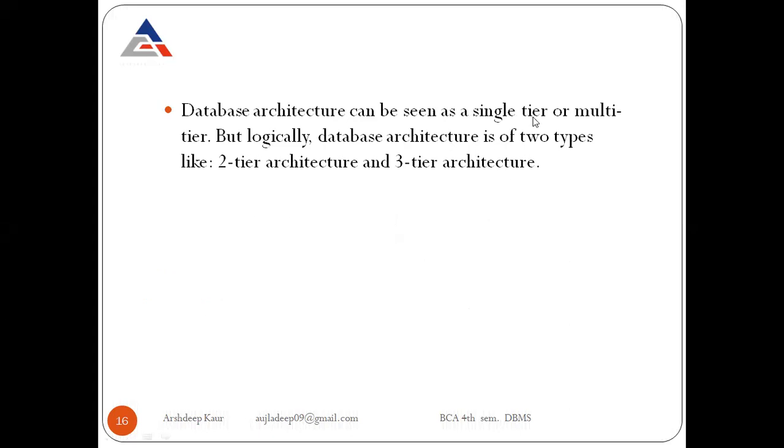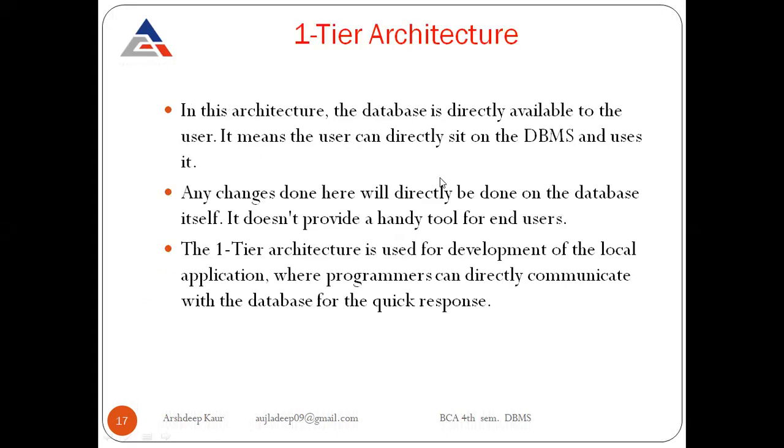It may be seen as a single tier or a multi-tier. So we have a two-tier architecture, and we have a three-tier architecture also. Now we are going to discuss one-tier architecture. One tier means one-level architecture. In this architecture, the database is directly available to the user. In this type of architecture, there is no middleware, there is no middleman. Simply the client is directly connected with the database. It means the user can directly sit on the DBMS and use it. I don't need to send the request to a central person.